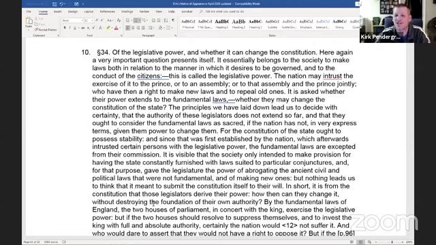Who are the citizens? We always seem to think that we're the citizens. And that's where that whole sovereign citizen crap comes in. No, no, no, no.